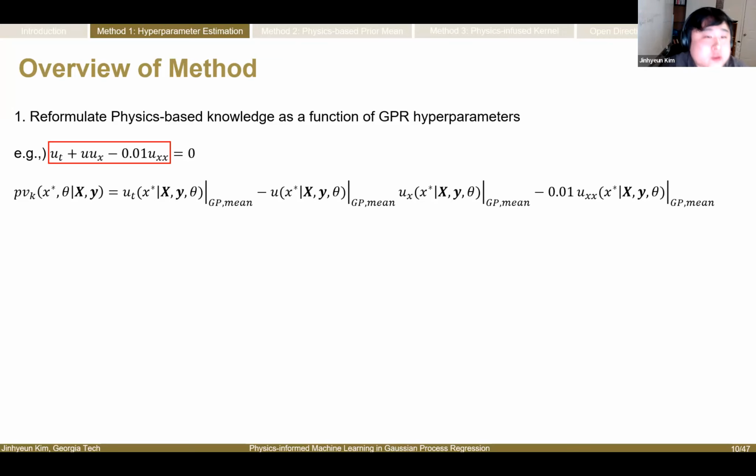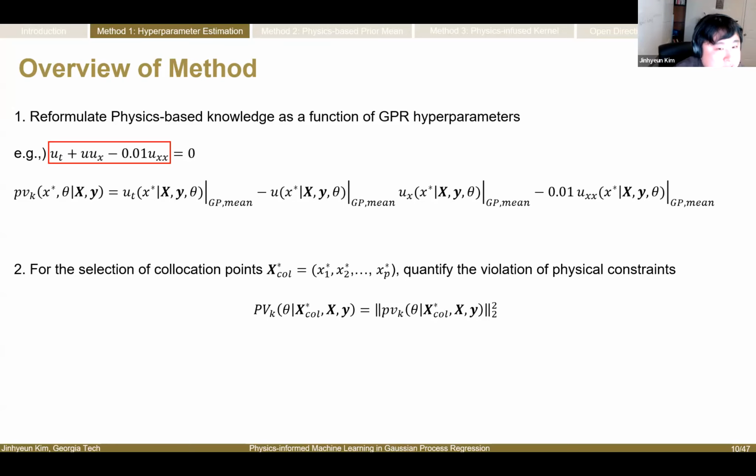It is important to note that it involves the multiplication of two GPs, right? u multiplied with u_x. So it no longer follows a Gaussian distribution. However, it does not affect the calculation of the physical violation because we are only considering the GP mean.